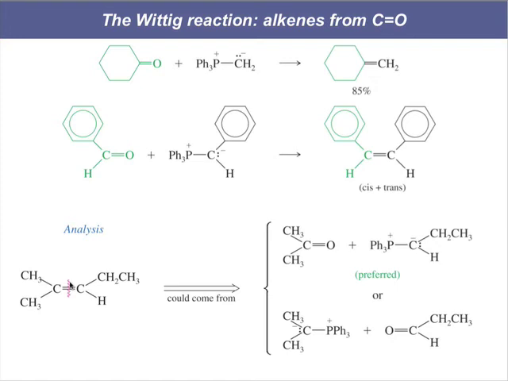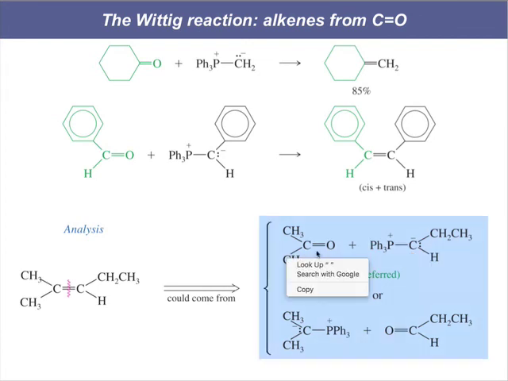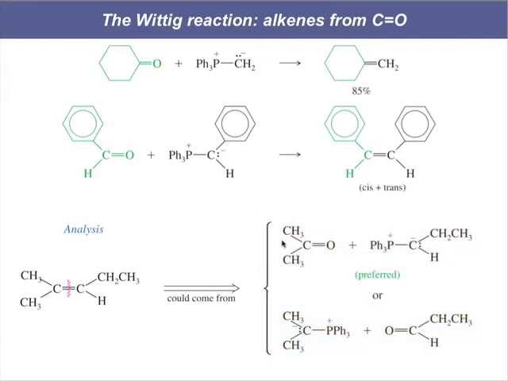If we disconnected it this way, such that we would have a dimethyl carbonyl, so the two methyls would come from the carbonyl side, and then the ethyl and the hydrogen would come from the ylide side, or we could disconnect it so that the ethyl and the hydrogen would come from the carbonyl side, and the dimethyls would come from the ylide side. Now, the book tells us that this is preferred. The method that puts the two methyls on the ketone and the ethyl and the hydrogen on the ylide is preferred over the one that puts the two methyls on the ylide and the ethyl and the hydrogen on the ketone. Why would that be?